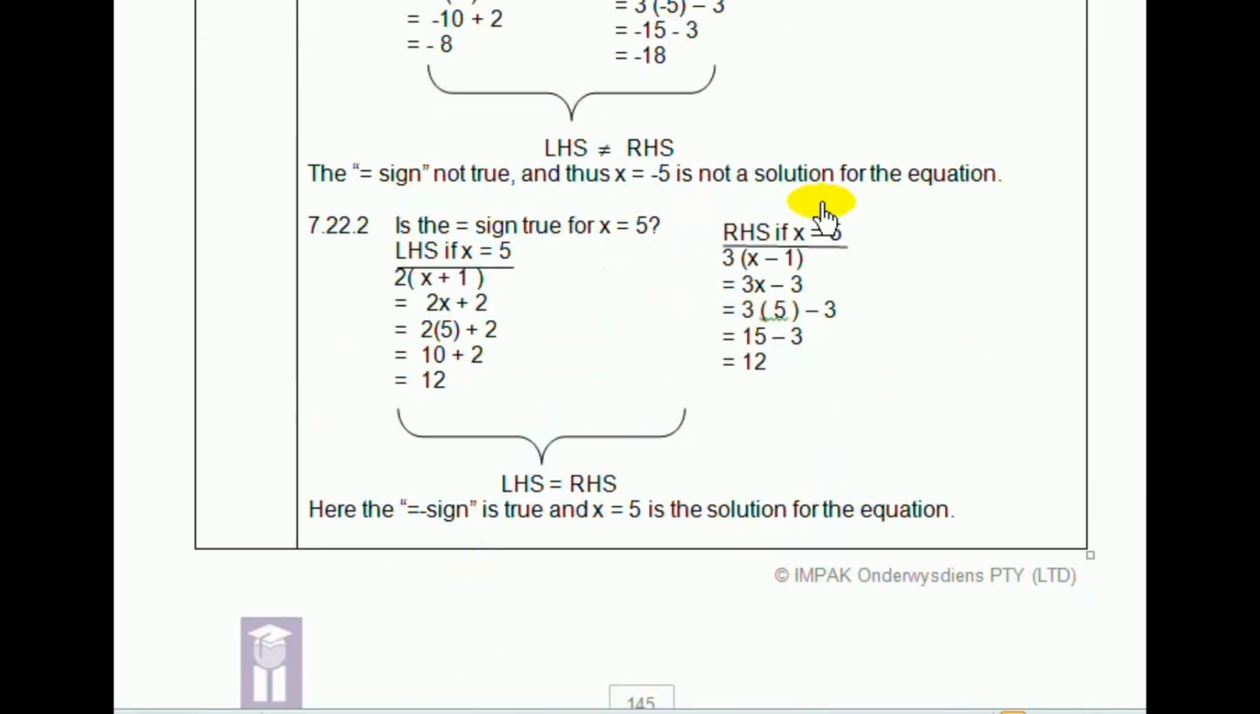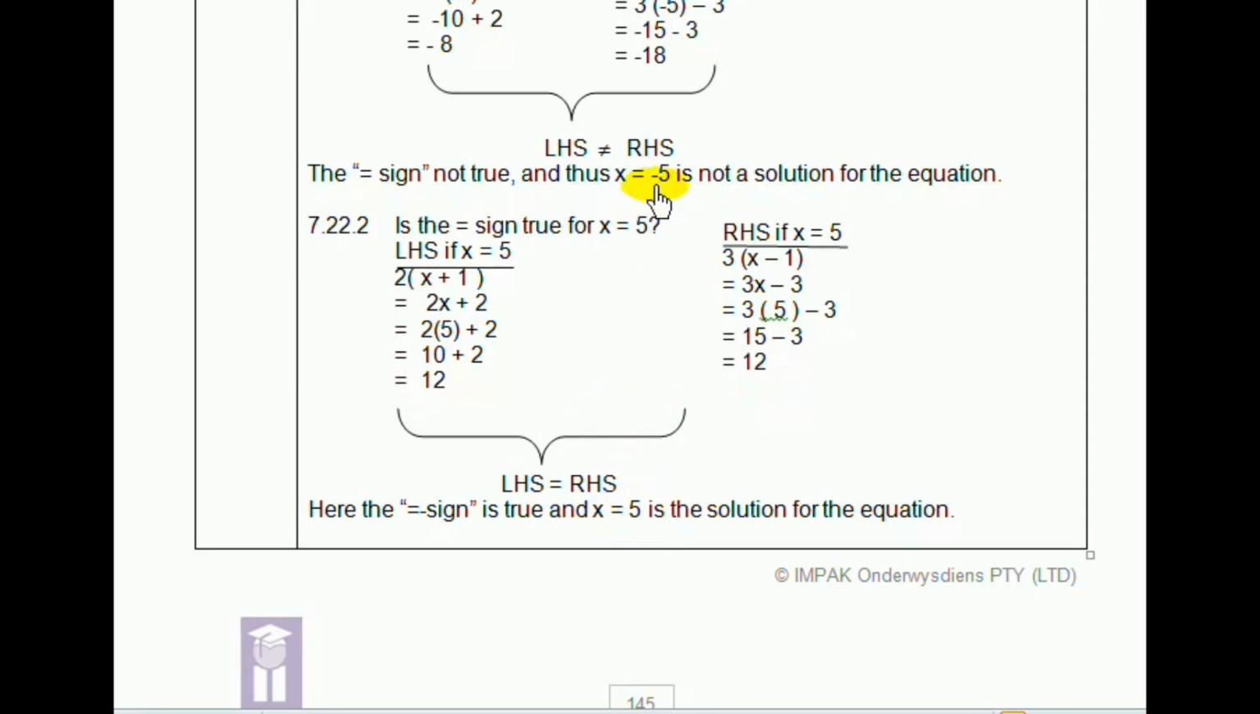Let's try the second one. Is the equal sign true for x equals plus 5? Now I think that'll be okay. Do the same as you've done above. Go on and substitute the x with a 5 on the left hand side and on the right hand side, and can you see in both cases there's a 12, so the left hand side is equal to the right hand side, and 5 is therefore the solution of this equation.